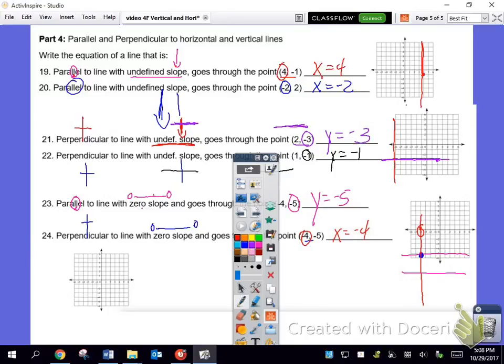So you just have to stop and think. But horizontal lines will always be y equals. Vertical lines will always be x equals. Always, always, always. And then you need to picture the parallel where they don't intersect, and perpendicular is they intersect to make 90-degree angles.